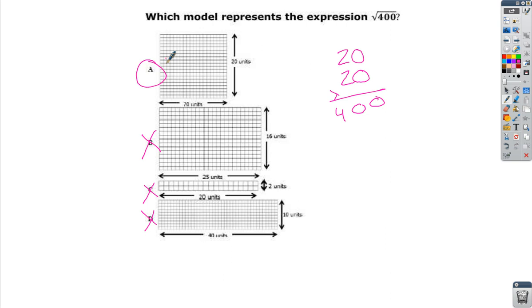So today we learned about squares and square roots. If you have any questions about anything you've learned in this video, please raise your hand and ask me.